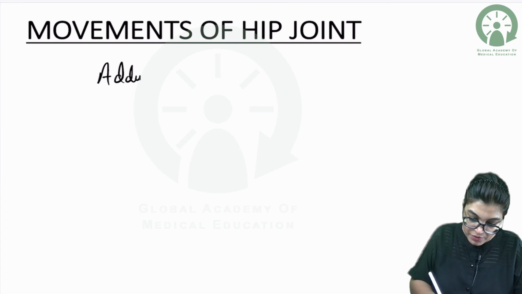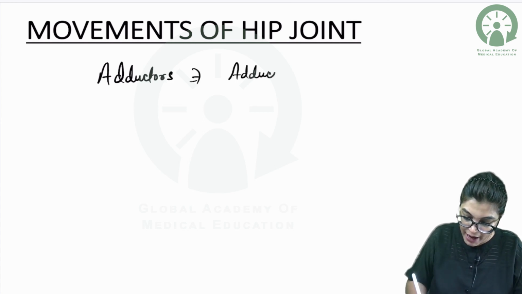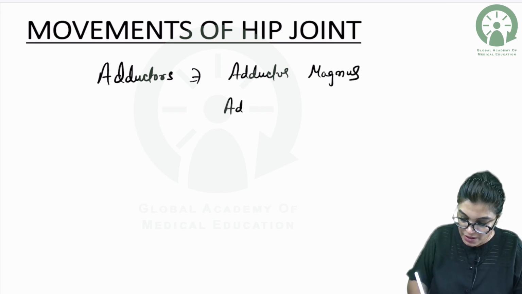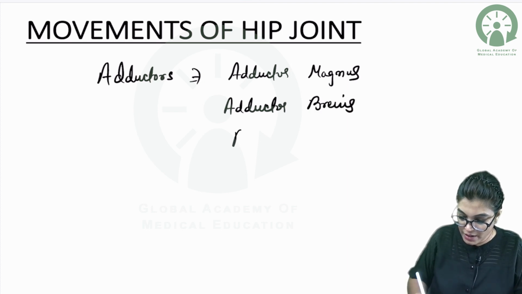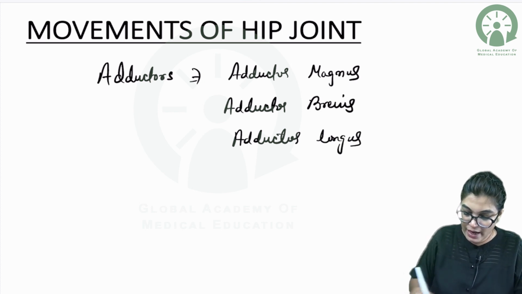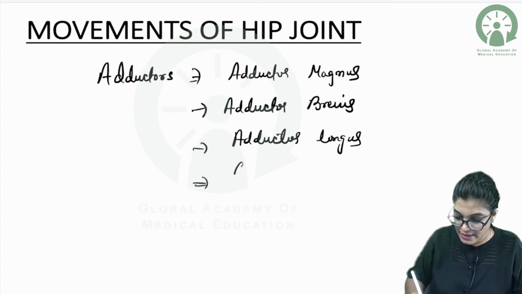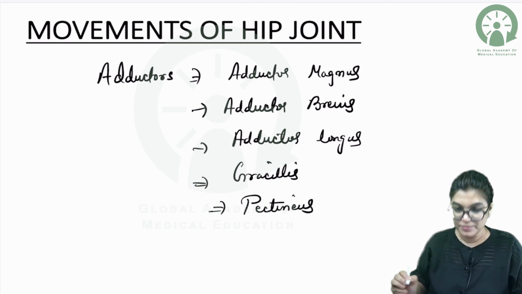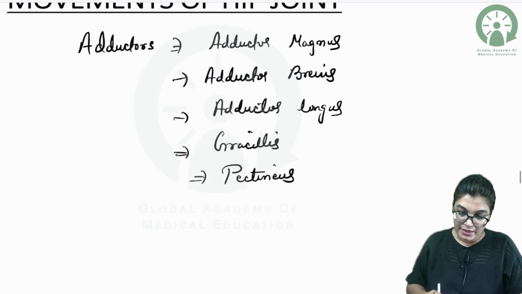Now, further movements. Let's talk about the adductors of the hip. The adductors of the hip are the following muscles: adductor magnus muscle, the adductor brevis muscle, the adductor longus muscle, and that of gracilis and pectineus muscle. These are adductors of hip joint.